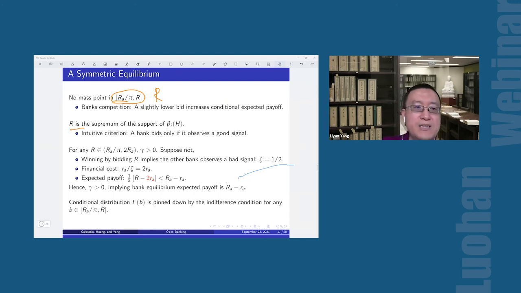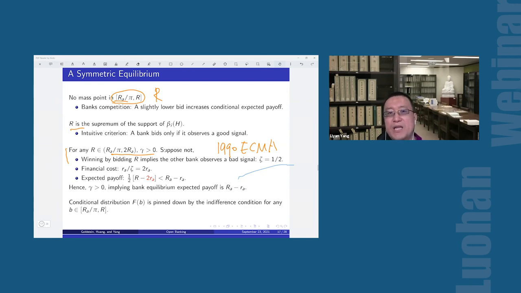So what really matters is this step. We want to show why, if each bank sees the good signal, the bank still randomizes. This is very different from that econometric paper from 1990, because in that paper, they show that banks only play pure strategies. If they see a good signal, they will bid.